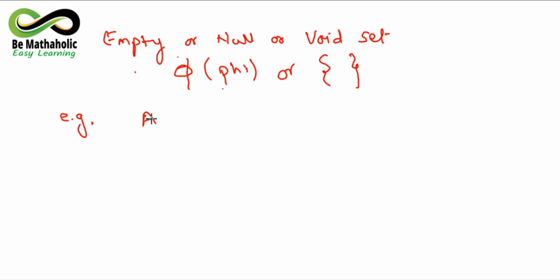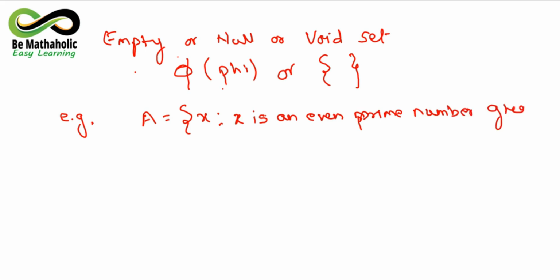Suppose I take an example. X is such that x is an even prime number greater than 2. Now all of you know what prime numbers are, and you also know that 2 is the only even prime number. We all know that 2 is the only even prime number.